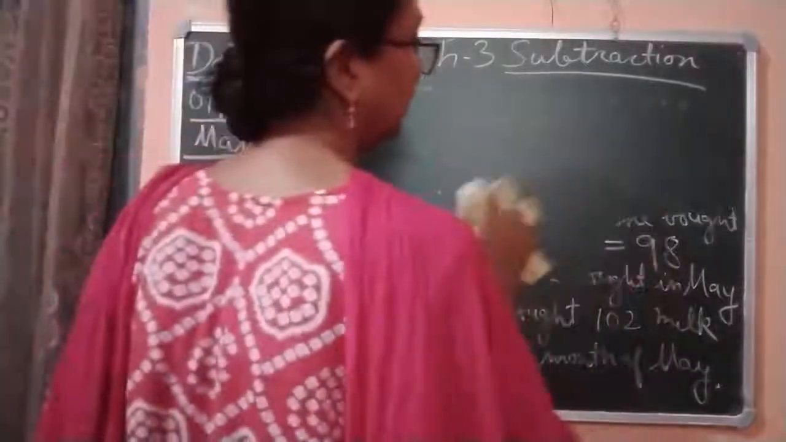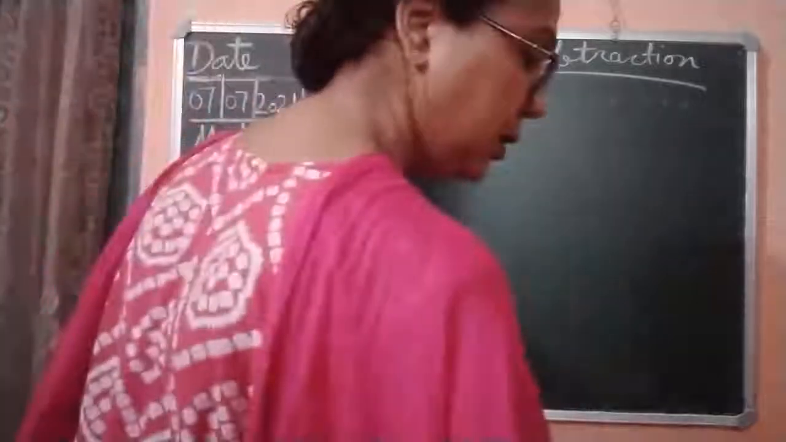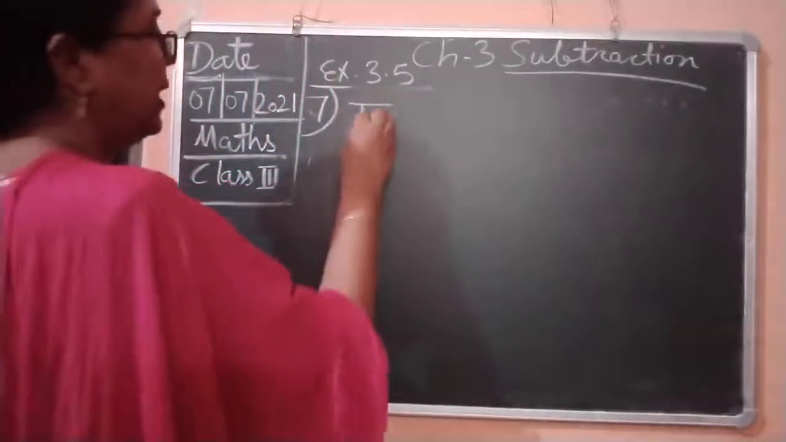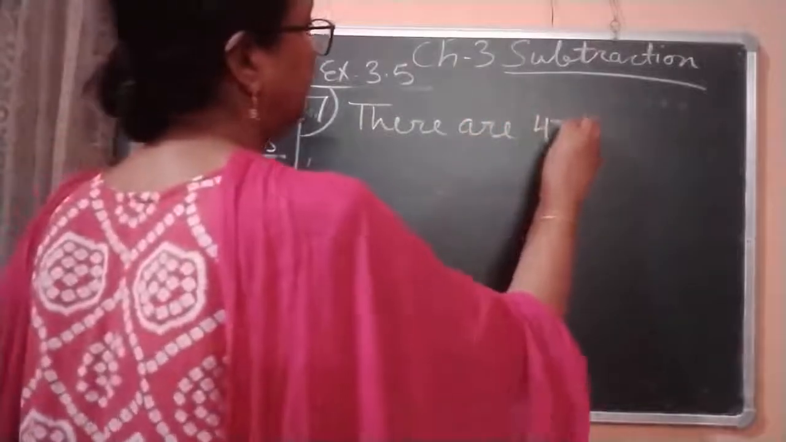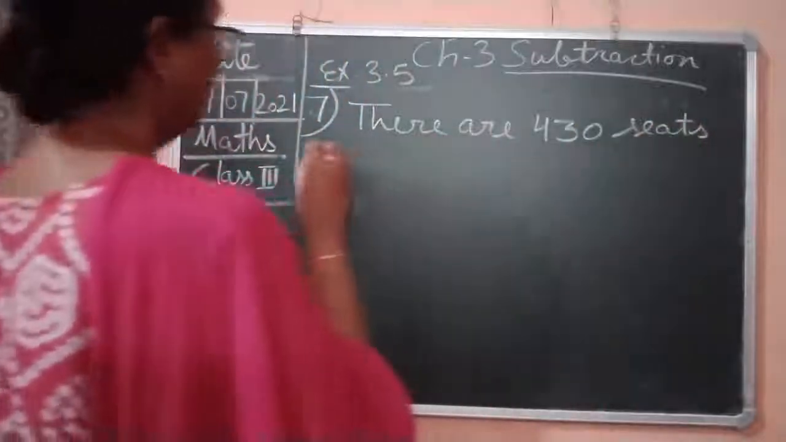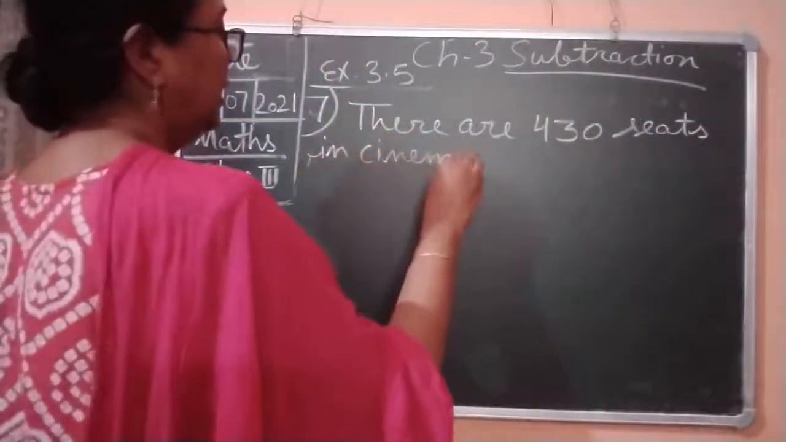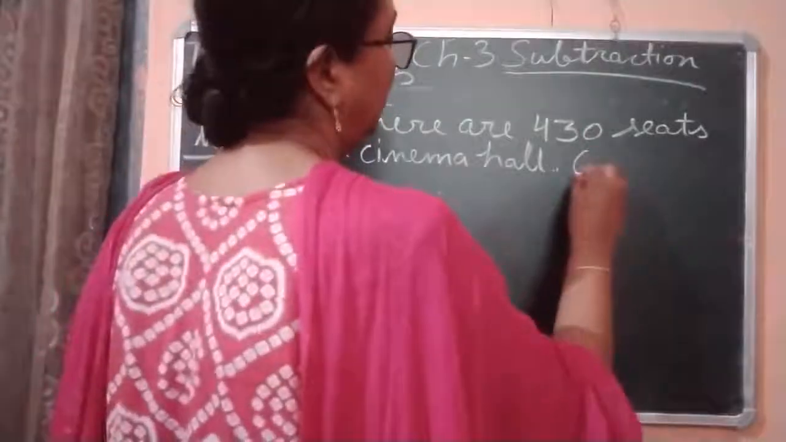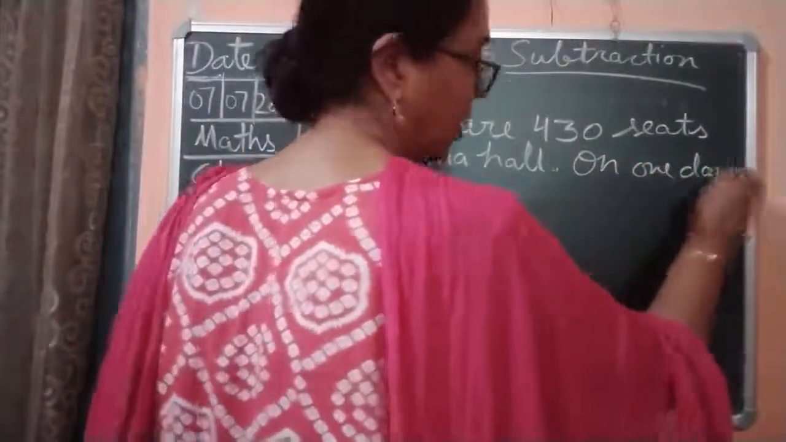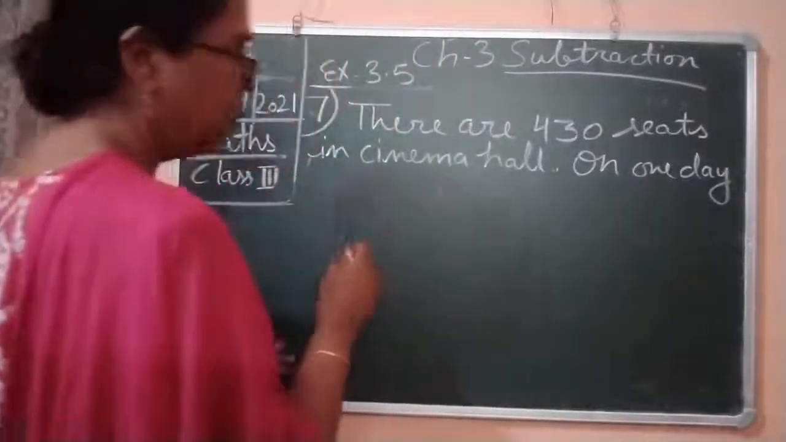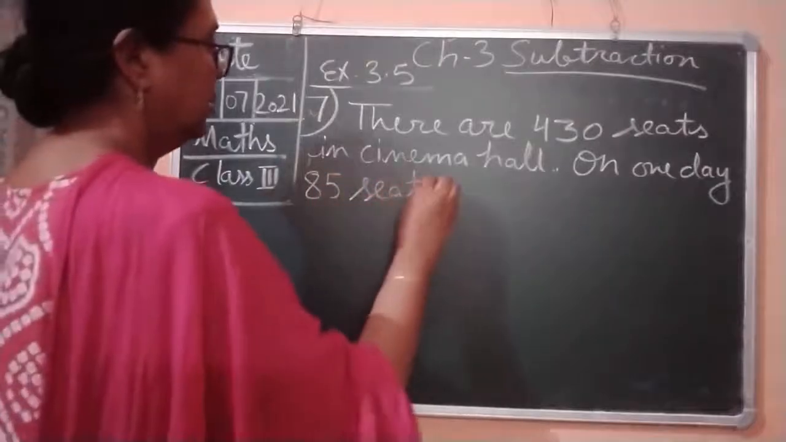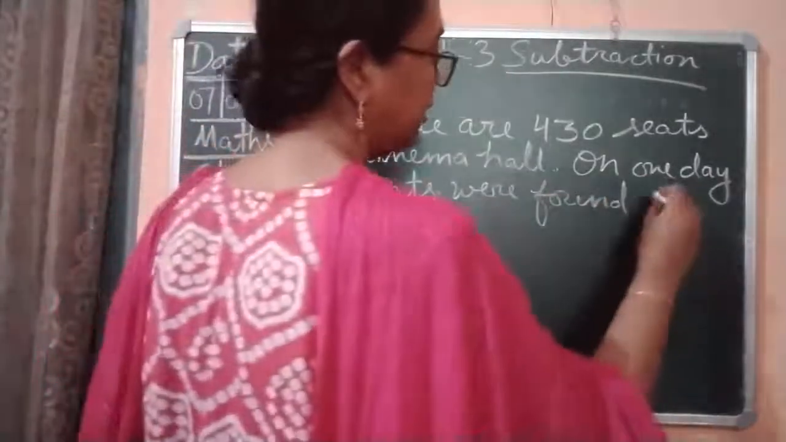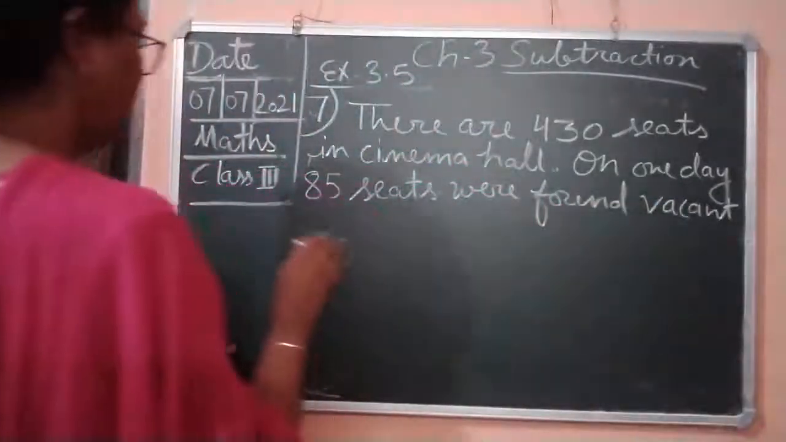Children, at number 7 you can see there are 430 seats in the cinema hall. In the cinema hall, on one day, 85 seats were found vacant in a show.